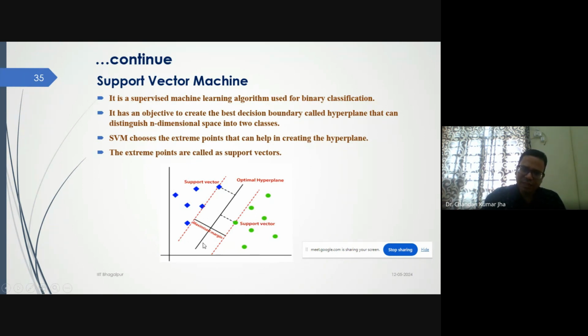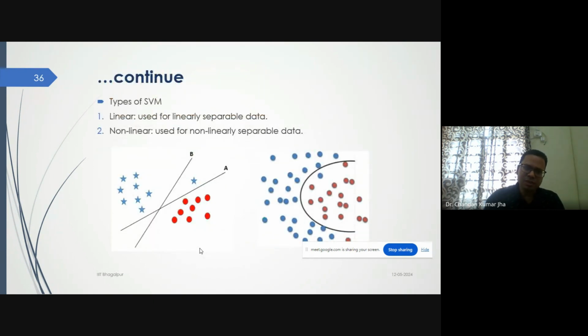So here the hyperplane is linear, but it's not essential that the hyperplane is linear. There are different kernel methods used for the nonlinear case, and based on the different kernels, we can divide the SVM into linear and non-linear. So types of SVM are based on linear and non-linear kernels, and the linear kernel is used for linearly separable data. Suppose the data is as shown in the slide, it is linearly separable. But for the second case here, the data is non-linearly separable. In that case, the kernel will also be changed.